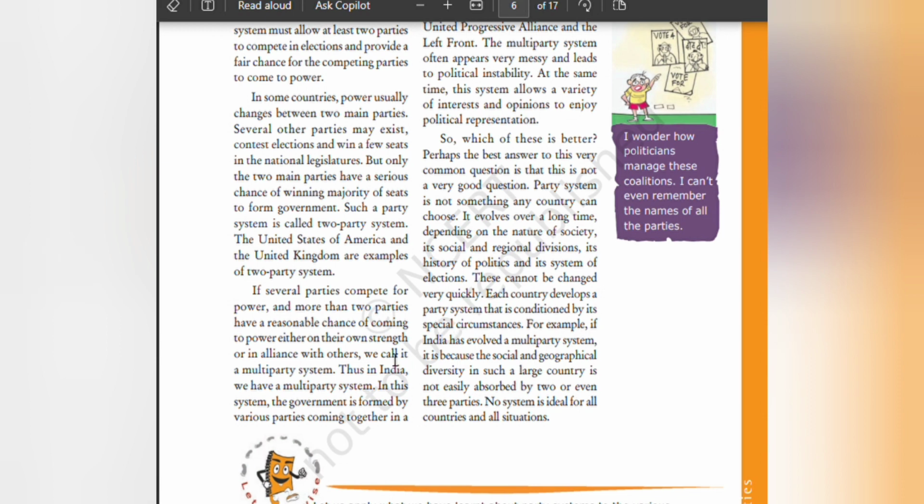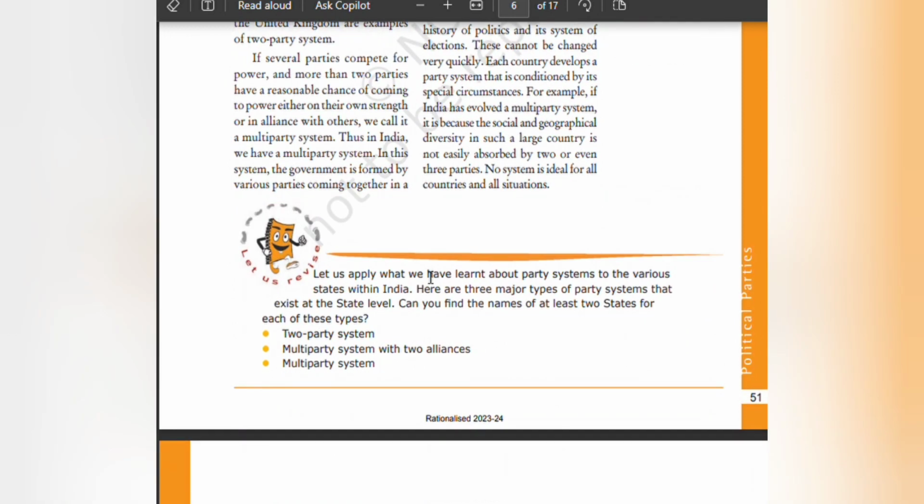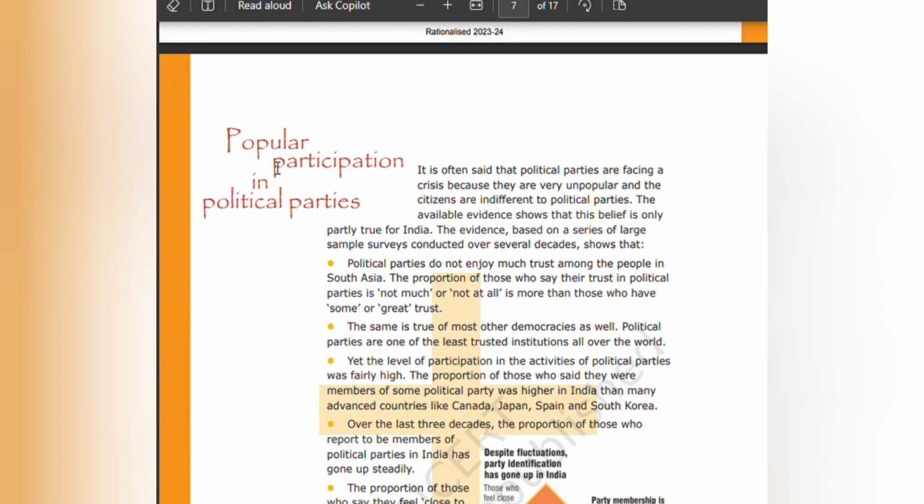Each country develops a party system that is conditioned by special circumstances. For example, if India has evolved a multi-party system, it is because the social and geographical diversity in such a large country is not easily absorbed by two or even three parties. No system is ideal for all countries and all situations. Let us apply what we have learned about party systems to the various states within India. How are the three major types of party systems present at the state level? Can you find the names of at least two states for each of these? Two-party system, multi-party system with two alliances, multi-party system.